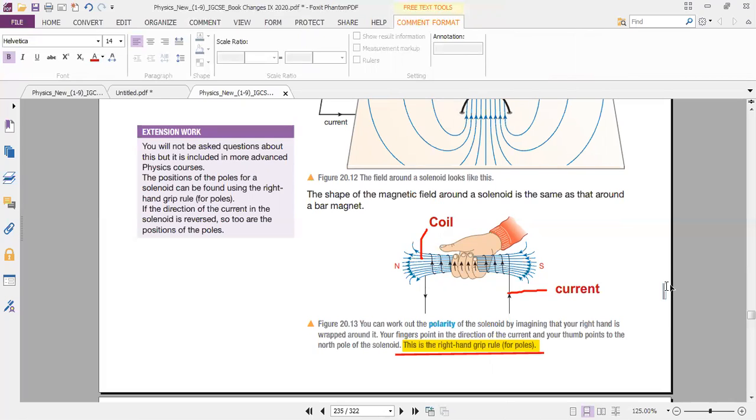So when current flows through a coil, the thumb indicates the direction of the north pole and the fingers curve in the direction of current. This is called the right hand grip rule for poles.